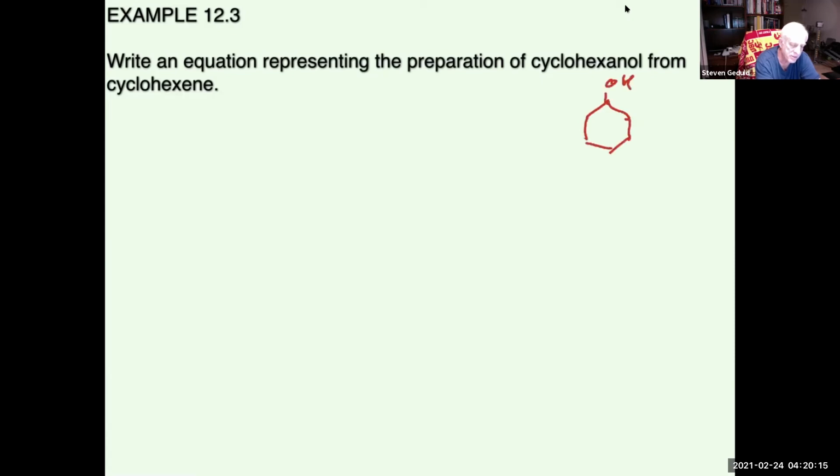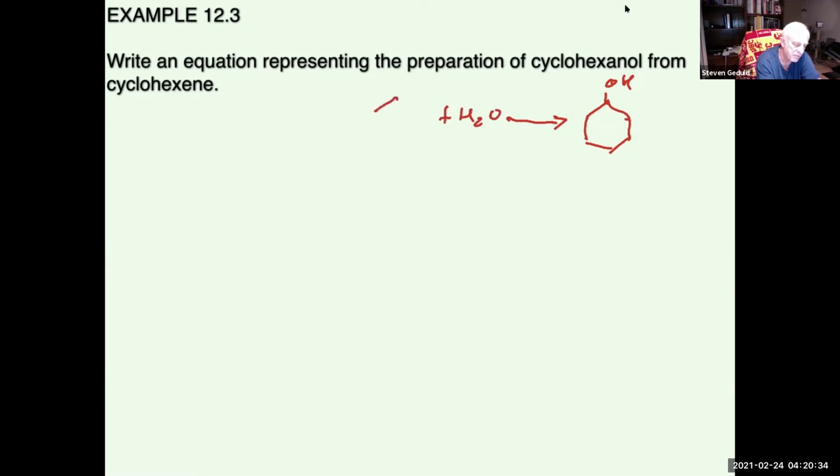Cyclohexene, 6 carbons in a circle. The OH group is an alcohol. It's at the number 1 position. So that's what you're going to produce. You're going to have to add water across a double bond. So what's the starting material you're going to use?